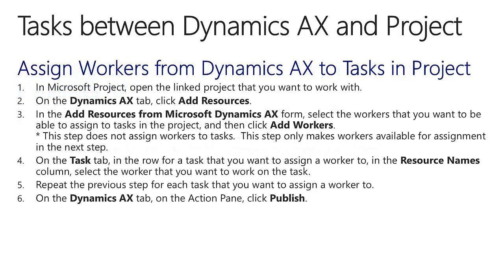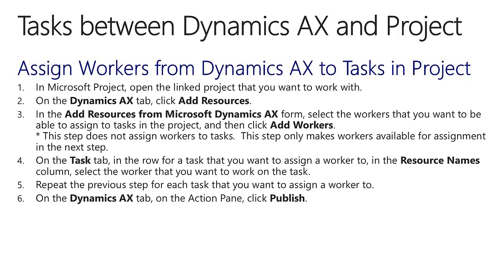Assign workers from Dynamics AX to tasks in Project. In Microsoft Project, open the linked project that you want to work with. On the Dynamics AX tab, click Add Resources. In the Add Resources from Microsoft Dynamics AX form, select the workers that you want to be able to assign to tasks in the project, and then click Add Workers. Note, this step does not assign workers to tasks. This step only makes workers available for assignment in the next step.